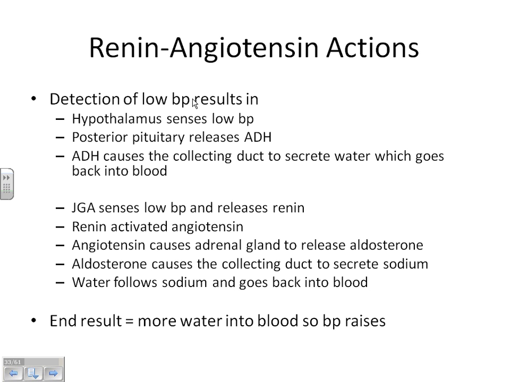At the same time, the juxtaglomerular apparatus said, low blood pressure. That means my GFR is too low. So the juxtaglomerular apparatus, this isn't in your PowerPoint, if you're sitting there looking, causes you to secrete renin. Renin activates angiotensin. Angiotensin causes the adrenal gland to secrete aldosterone. Aldosterone goes to what part of the nephron is affected by hormones? DCT and collecting duct, and tells them to reabsorb salt. If we reabsorb salt, what always follows? Water. So the end goal is we have reabsorbed water and raised our blood pressure back up.